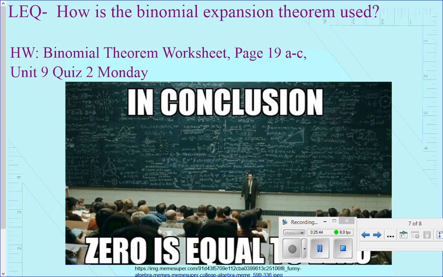Your assignment is the binomial theorem worksheet, which you picked up in class if you were in class. If not, I'll have it posted on Schoology that you can print it off and use that. You're going to do that worksheet, the whole thing, and you're going to do page 19, just questions A, B, and C. Please do those for tomorrow.